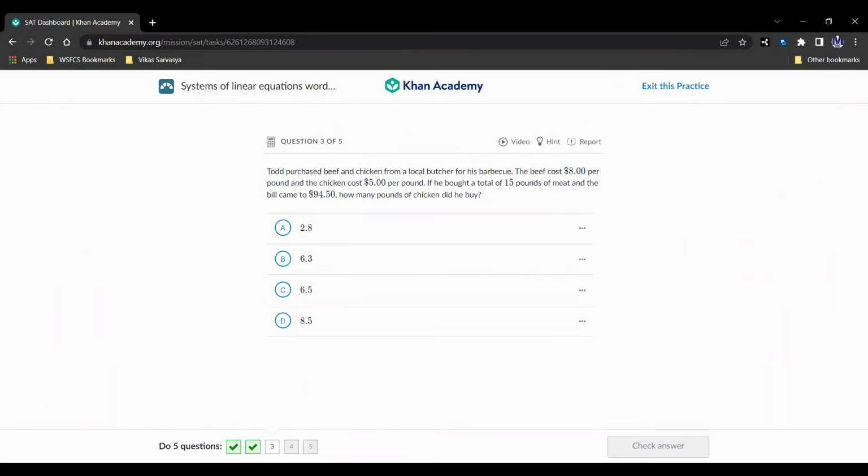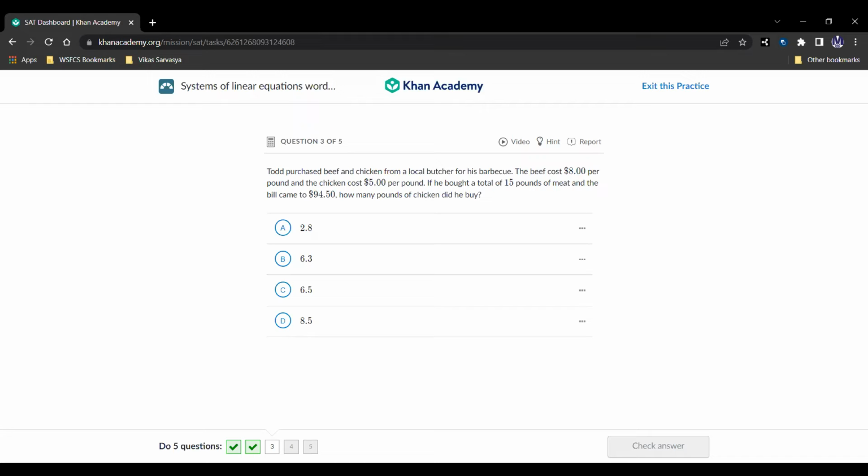All right. So, next question. Todd purchased beef and chicken from a local butcher for his barbecue. The beef cost $8 per pound and the chicken cost $5 per pound. He bought a total of 15 pounds of meat and the bill came to $94.50. How many pounds of chicken did he buy?